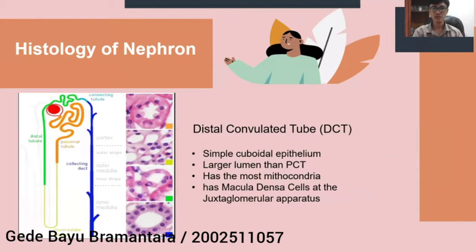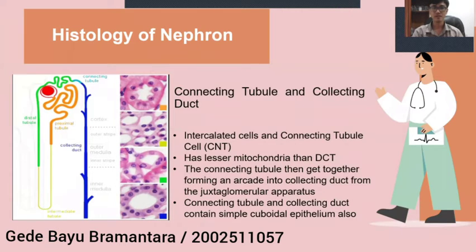The next one is the distal convoluted tubule, or DCT. The simple cuboidal epithelium has a larger lumen than the proximal tubule, has the most mitochondria, and has the macula densa cells at the juxtaglomerular apparatus. The last one is the connecting tubule and collecting duct.